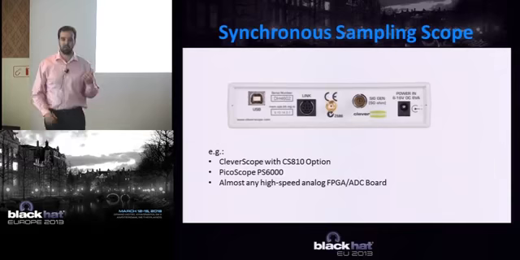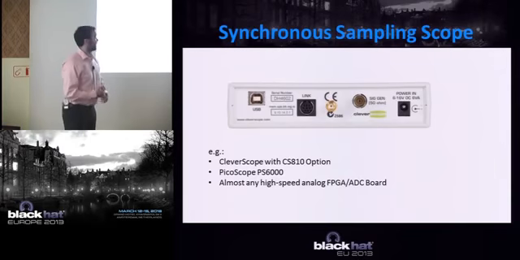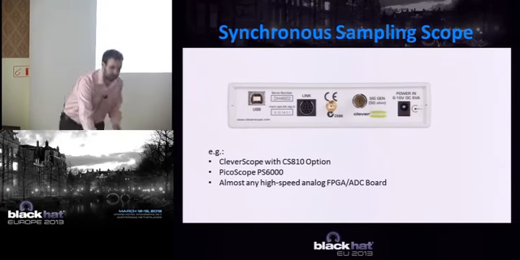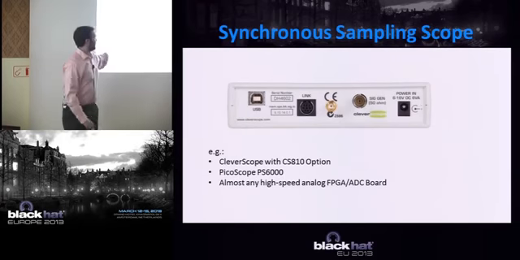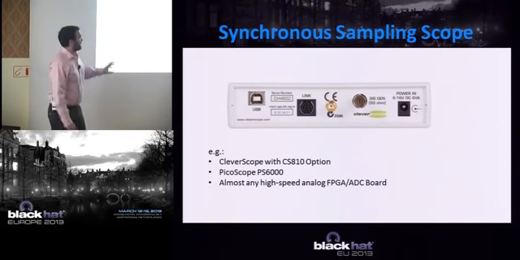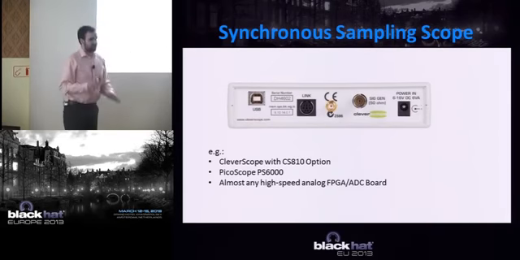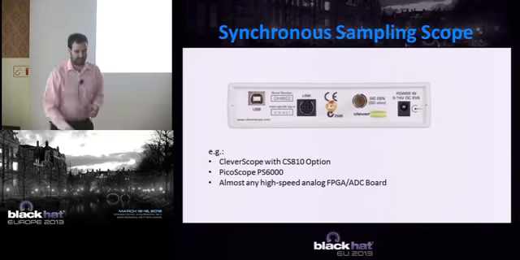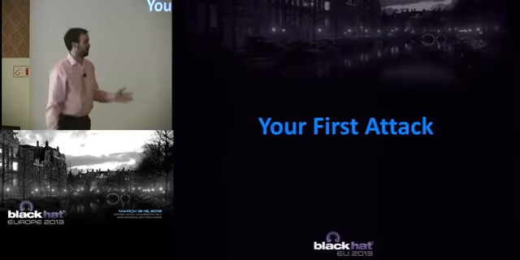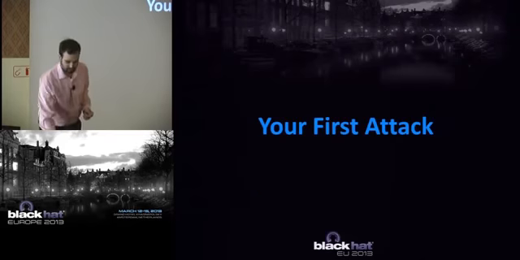Additionally, your scope might already have synchronous sampling. Some do. It's fairly rare. I know ChipWhisperer... I know Clever Scope, for example, one of the USB oscilloscopes, has an option to add this external sample clock in. Some have an ability to synchronize to very specific frequencies, so you could sort of hack it together. And as I said, almost any other FPGA or ADC board will work.